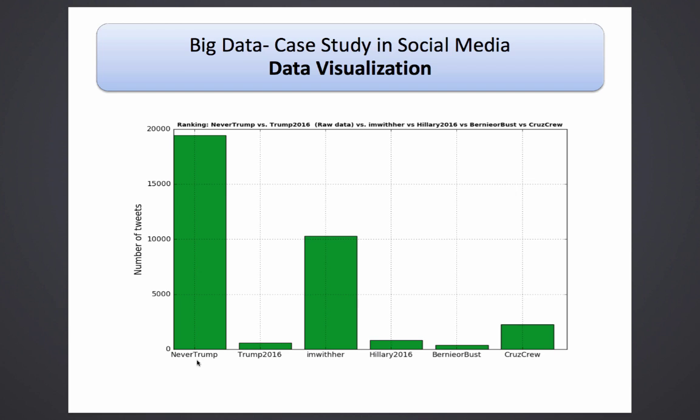The hashtag or keyword never Trump was tweeted almost close to 19,000 times, and then the Trump 2016 keyword was occurring maybe close to 1,000 tweets, and then the I am with her tweet occurred in almost 10,000 tweets. And there was the Hillary 2016 tweet, which was tweeted maybe close to 1,500 times. Then the Bernie or Bust tweet, and then the Cruz tweet.